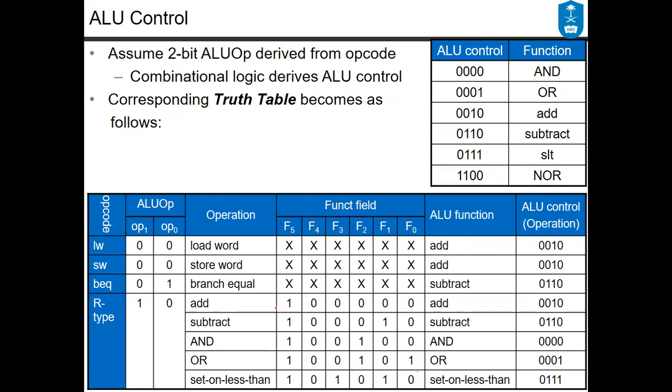Now, for the add, obviously you will do an add, and this is the code for it. Subtract is 0, 1, 1, 0 from here. For the AND, we get the AND. For the OR, we get the OR. You can see that we copy it here. For the set on less than, you get the set less than that you see here: 1, 1, 1, 0.